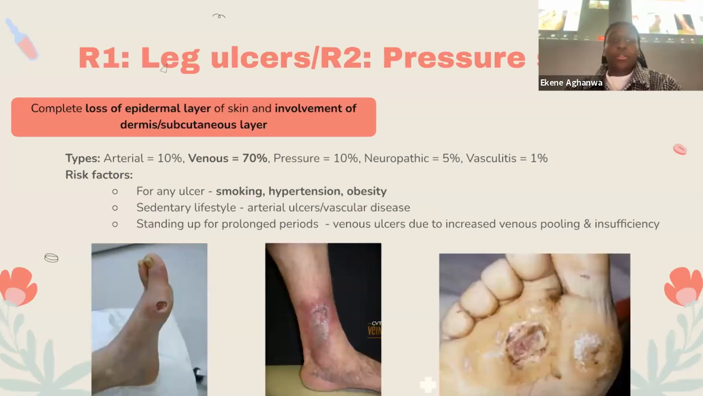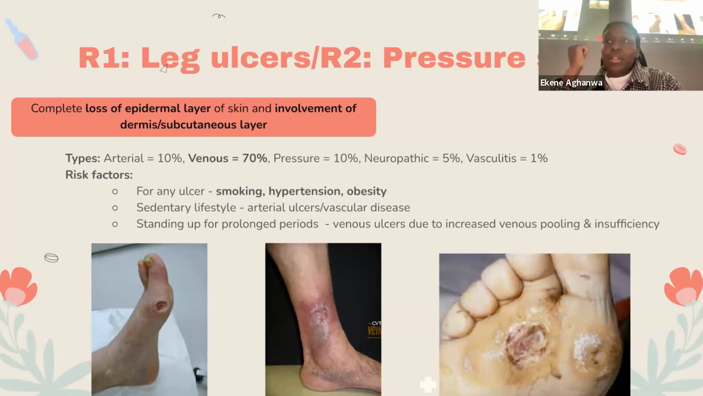Okay, so next we'll talk about leg ulcers / pressure sores. This is the complete loss of the top layer of the skin, which is the epidermal layer, and involvement of the epidermis and the subcutaneous layer. So there are different kinds of ulcers. There's arterial / ischemic ulcers. There are venous ulcers, which are the most common. You have pressure ulcers / pressure sores, and neuropathic ulcers, and vasculitis ulcers as well, but that's more rare.